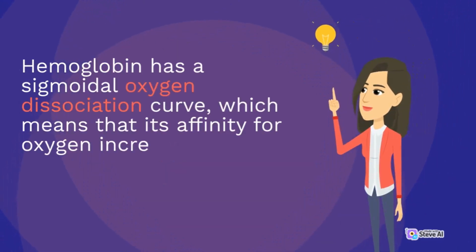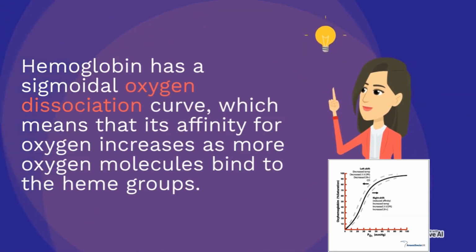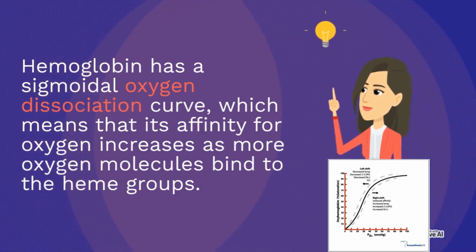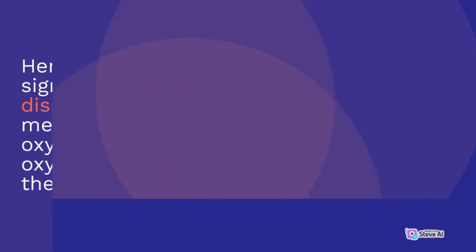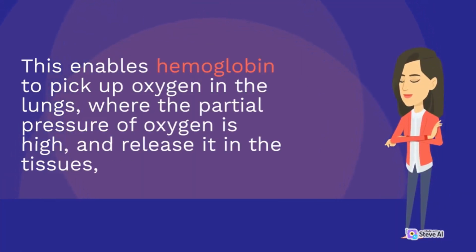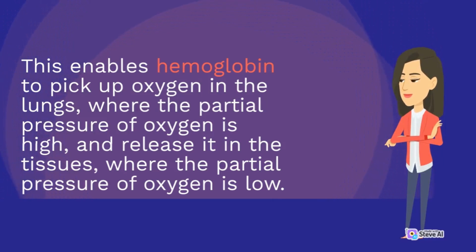Hemoglobin has a sigmoidal oxygen dissociation curve, which means that its affinity for oxygen increases as more oxygen molecules bind to the heme groups. This enables hemoglobin to pick up oxygen in the lungs, where the partial pressure of oxygen is high, and release it in the tissues, where the partial pressure of oxygen is low.